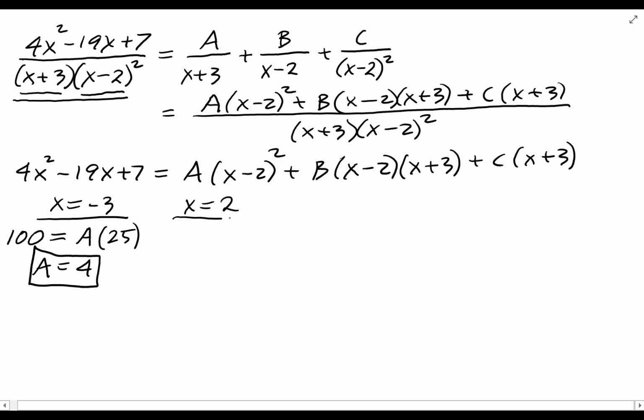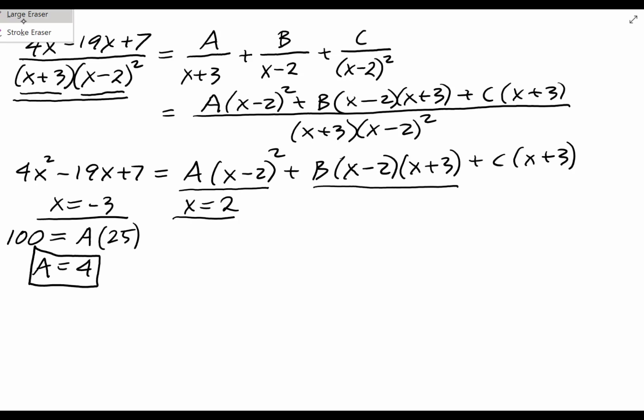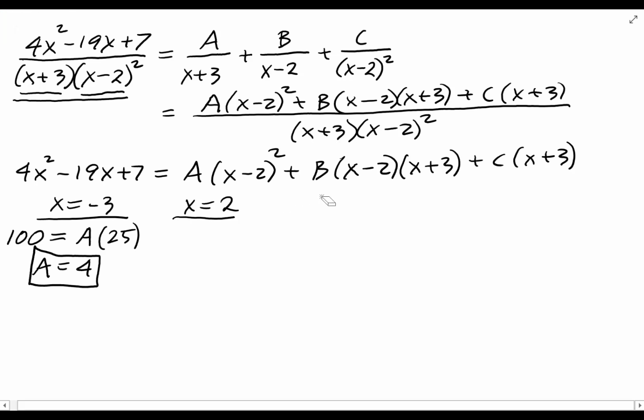Okay, let's plug a 2 in, because if we plug in a 2, this term and this term are going to go to 0. And if we plug a 2 into the left-hand side, we're going to get a negative 15. And if we plug a 2 into the right-hand side, we're going to get c times 5. So c is going to be a negative 3.